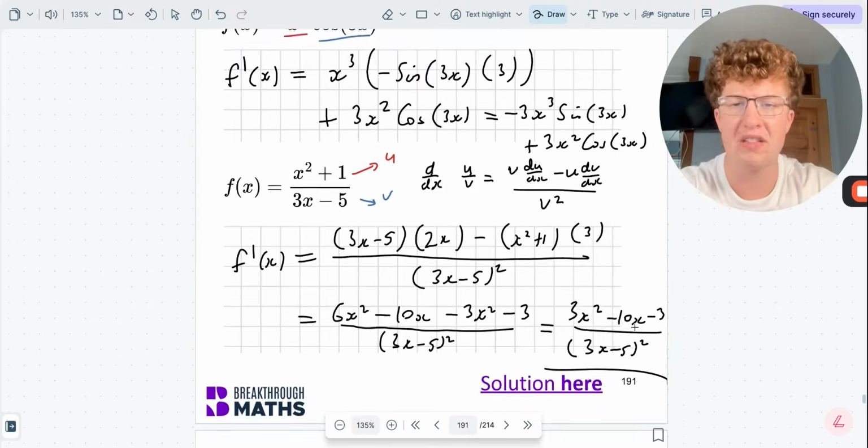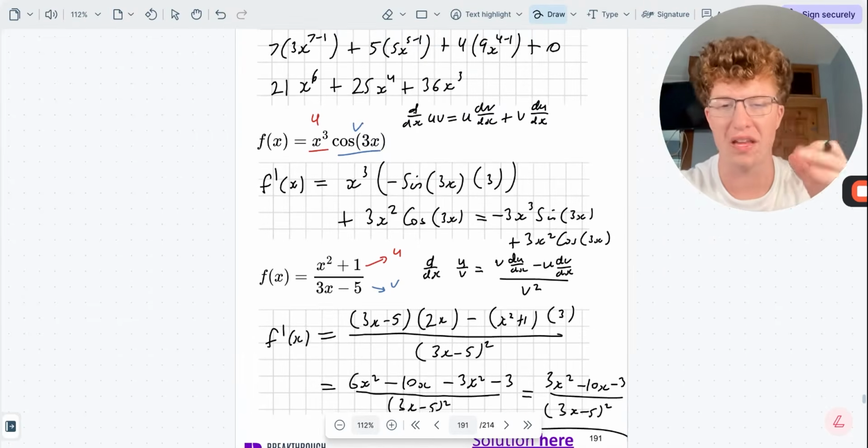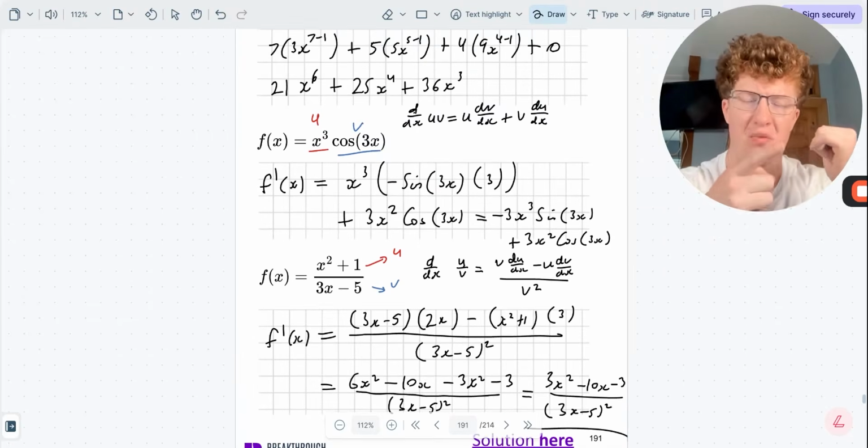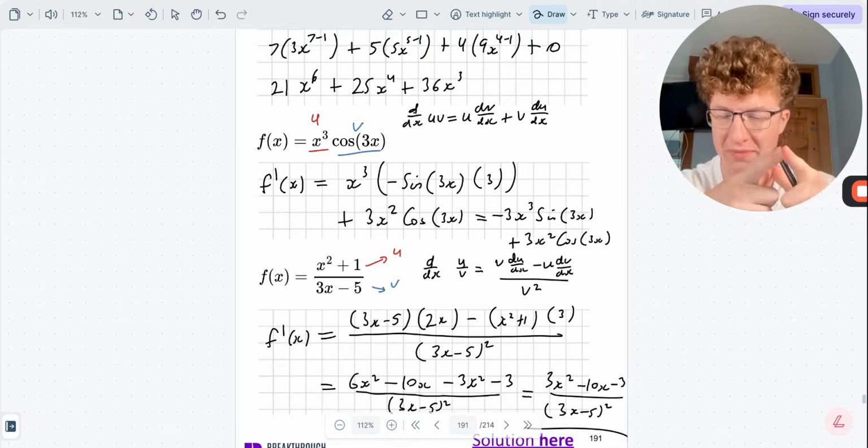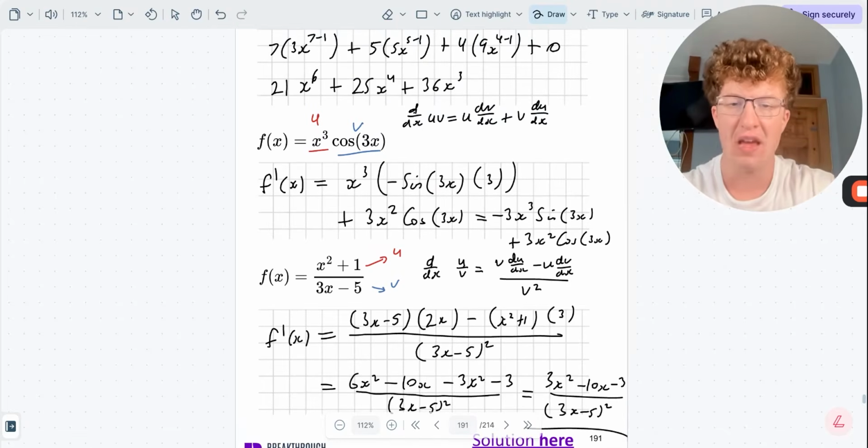Remember, all these rules are in your log tables, and the most important thing is just remember, are we multiplying them? Are they dividing? Is it going to be the chain rule? Just write out what u is, write out what v is, and do it step by step, and you can never get it wrong, basically.